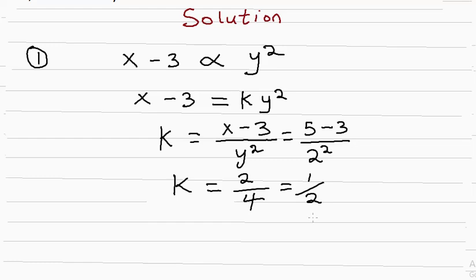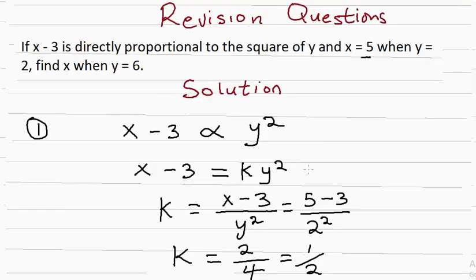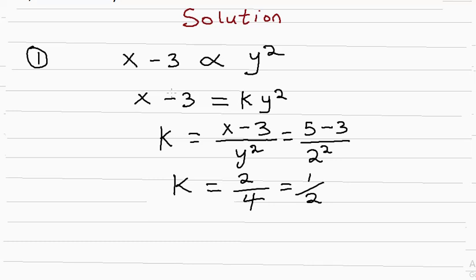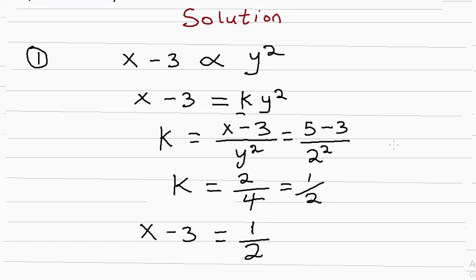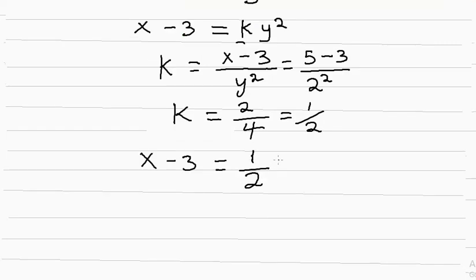So having gotten the constant now, remember what you are being asked to find. We are asked to find x when y is equal to 6. So we are going to use this expression. You know very well that x minus 3 is equal to our constant, which already we found, that's 1 all over 2, times y square. We are looking for x when y is equal to 6, so that's going to be 6 square.